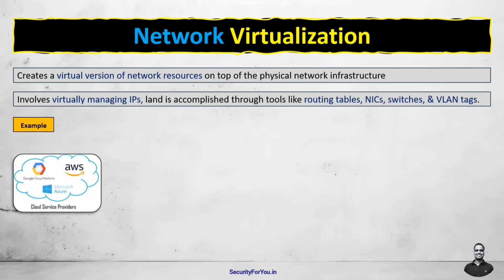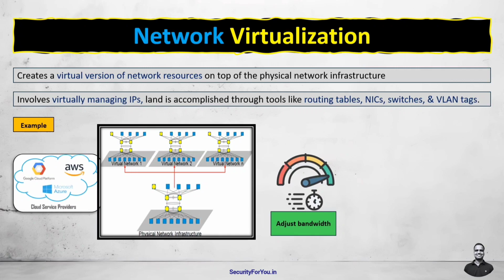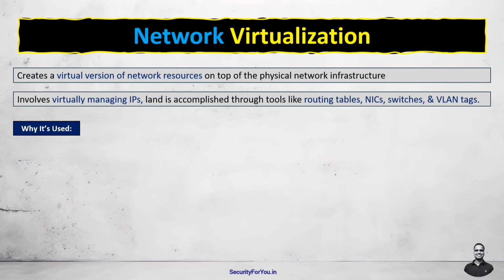A cloud service provider uses network virtualization to manage and allocate network resources to different customers. By virtualizing network components, the provider can quickly adjust bandwidth, assign IP addresses, and configure virtual networks for new customers without physical changes to the hardware infrastructure, right? And why is it used?